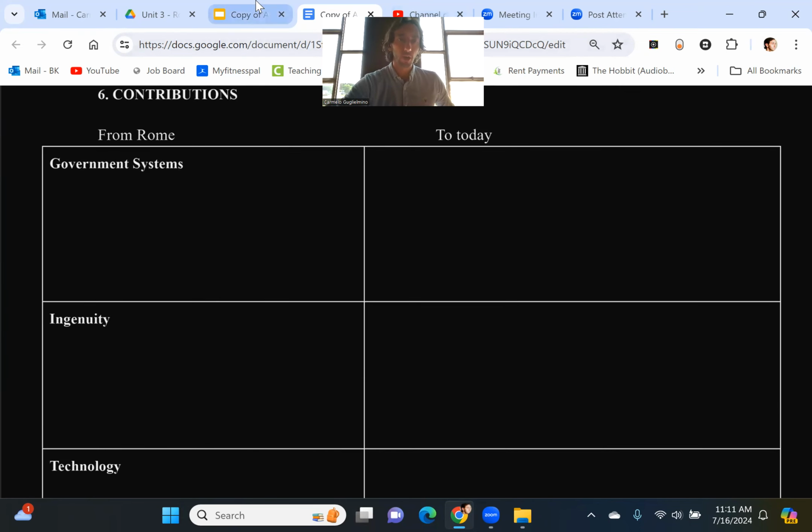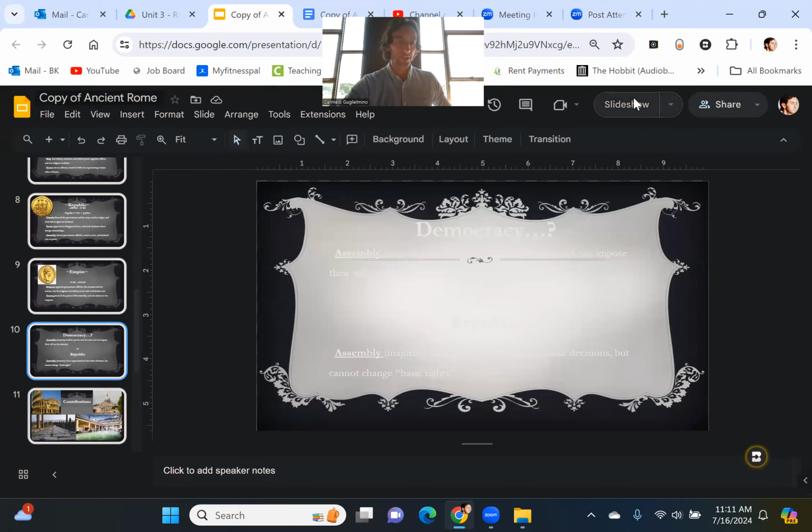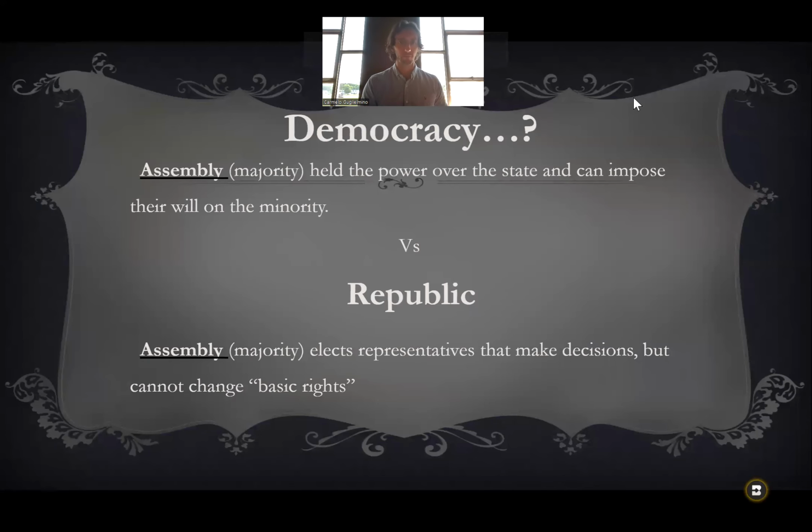Now, to close off these particular notes, a couple different things. First and foremost, with your understanding, my students have a little bit of difficulty understanding the term republic over and against the term democracy, right? Especially in America, we get those terms conflated and confused quite a bit. A really easy way to understand it is this. Democracy is much more of a Greek concept, where the assembly, in other words, the majority of people, hold the power over the state and can impose their will on the minority.